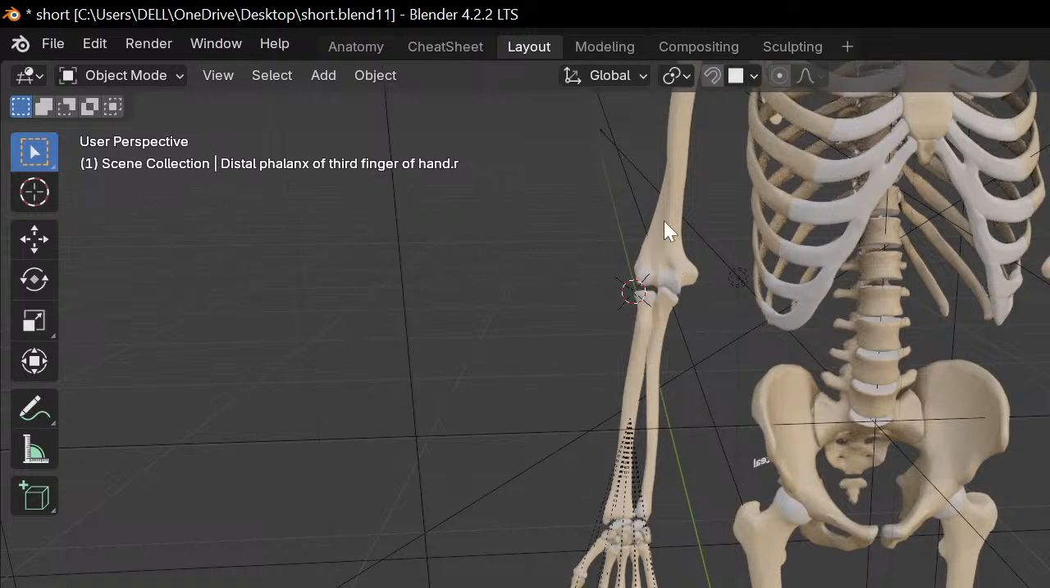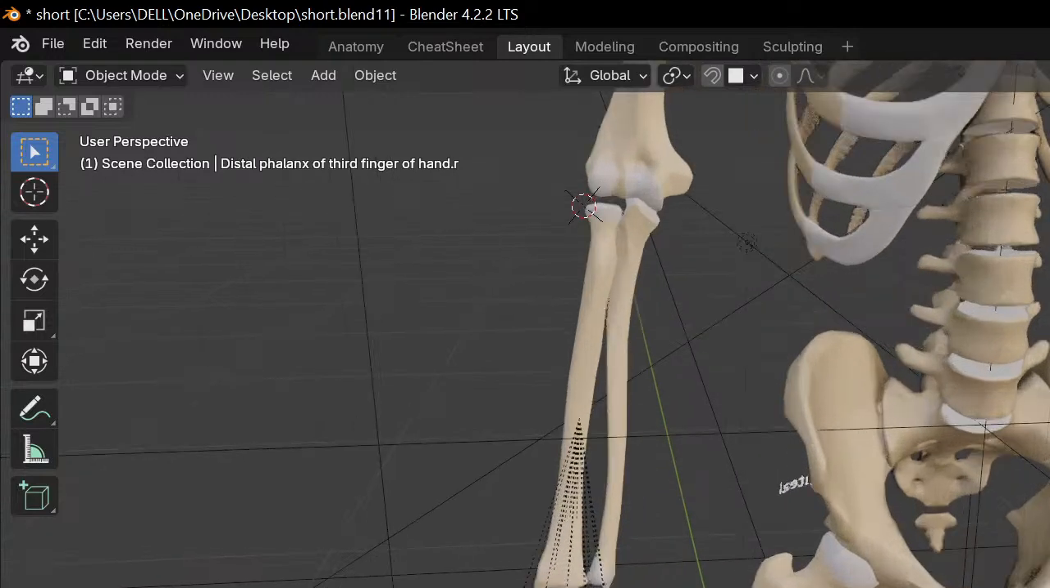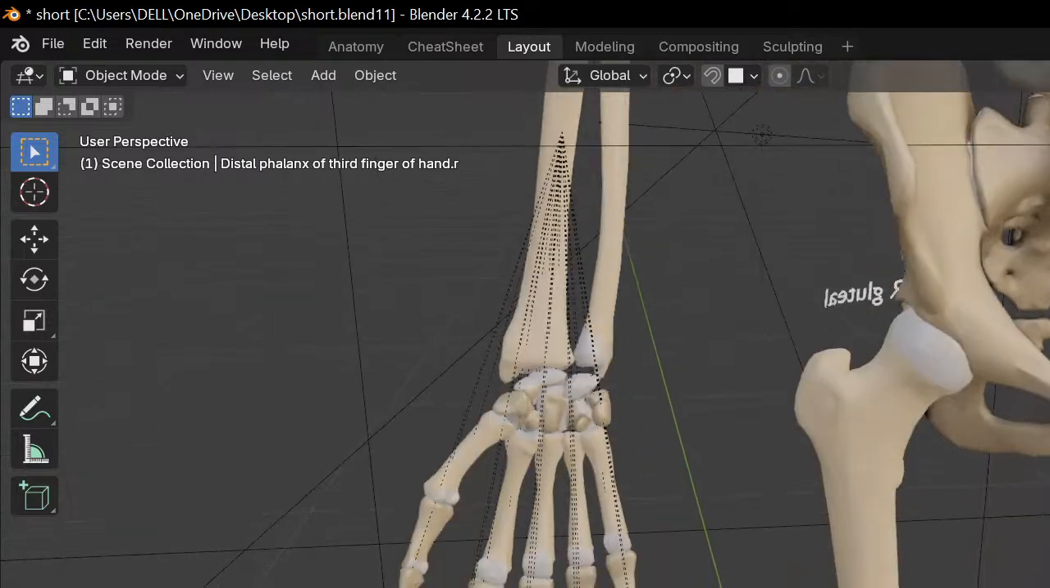So let's count. If we start from the phalanges, the junction between the distal and the middle phalanges is known as the distal interphalangeal joint. We are talking about in between phalanges. Then the one between the middle and the proximal is known as the proximal interphalangeal joint. Then between the metacarpals and the phalanges, we have the metacarpophalangeal joint.